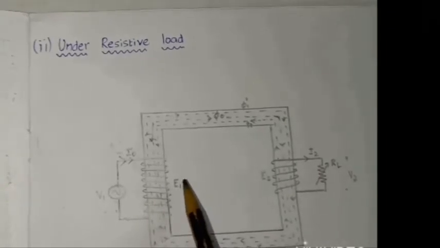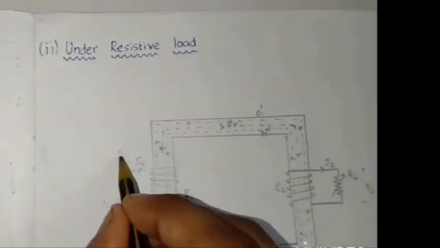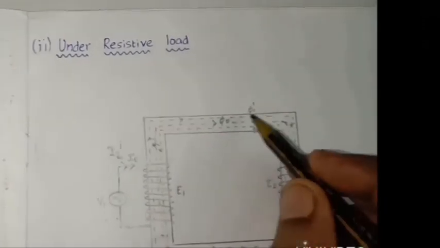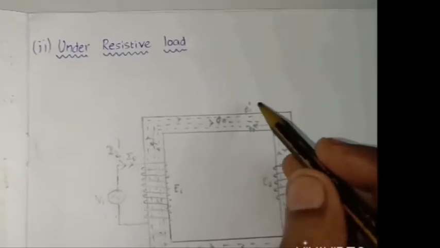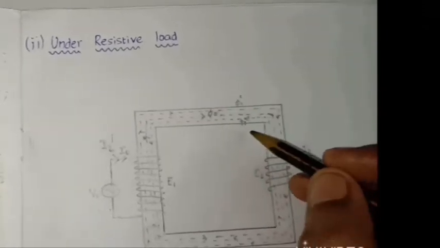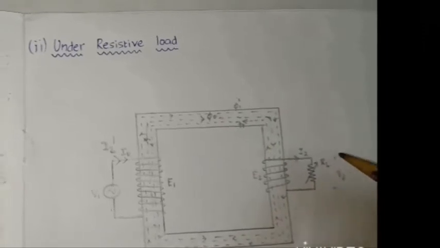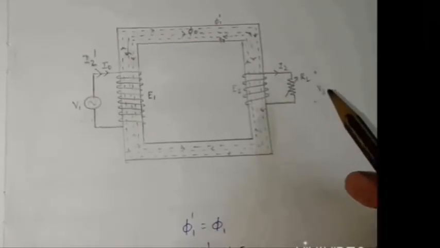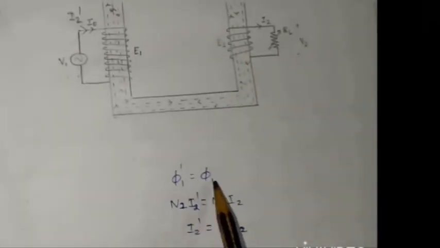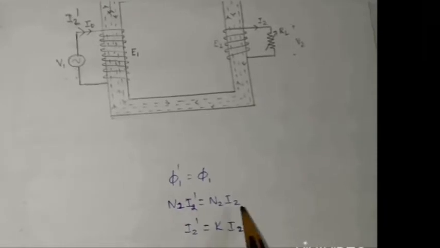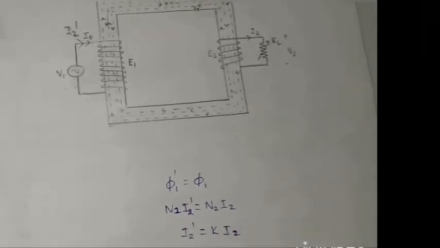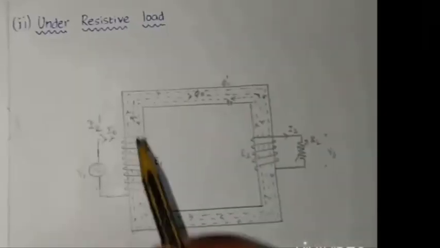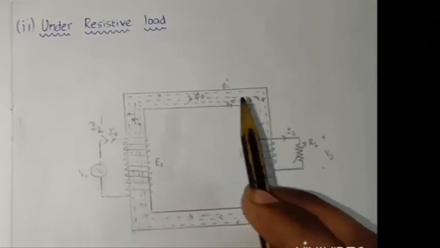As the EMF induced is low, it takes an extra current I2 dash to increase the EMF E1 by increasing the flux phi1 dash. This flux phi1 dash is equal and opposite to the flux phi2 produced by the current I2. So the MMF produced by the current I2 dash and the MMF produced by the current I2 are equal. Phi1 dash is equal to phi2. Therefore, N1 I2 dash is equal to N2 I2. I2 dash is equal to K times I2. Hence, we can conclude that whatever the load, the flux in the core is constant and is the same as at no load.